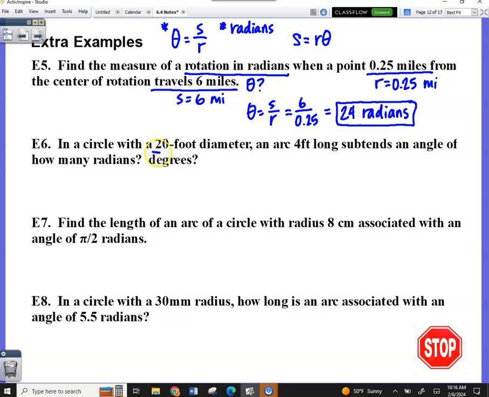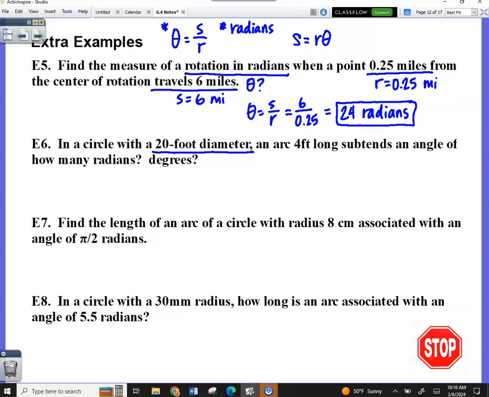So a 20-foot diameter will be a big circle. What do I need to write? D equals 20? No, what should I write? Yeah, remember, we don't want the diameter, we want the radius. So you've got to remember that relationship between a radius and a diameter.